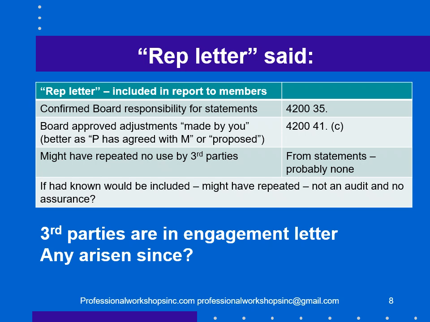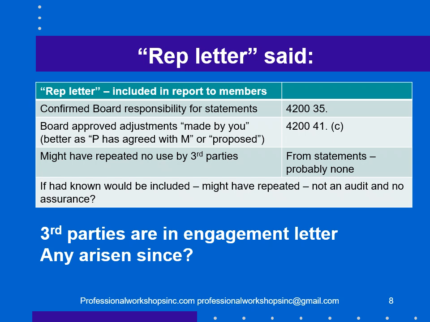Now, given that you're doing this letter anyway, and if you had known it was included in the report to members, you might have repeated the no use by third parties. Now, from the statements, there were probably none, but you don't know. The statements could have been provided to the banker because the banker asked for them, even though there were no loans. Could have been provided to an insurance company.